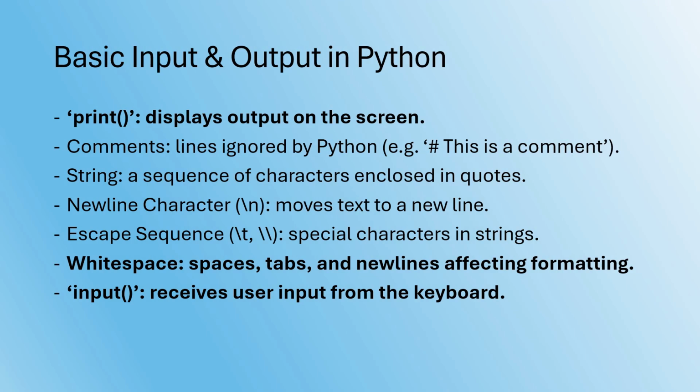Basic input and output. The print command displays an output on the screen with whatever is inside of the print command. Comments are lines ignored by Python using that hashtag over there. An example is given. A string is a sequence of characters enclosed in quotes. New line given, it moves it to the next line. An escape sequence is special characters in strings. And white space. This is very, very important. White space is things like spaces, tabs, and new lines that affect formatting and outputs for what the person on the other end sees. And another thing, input, as mentioned previously, is what receives a user input from the keyboard.